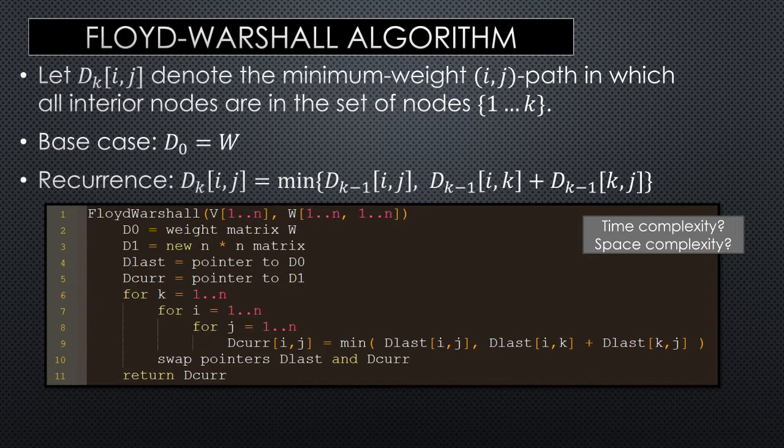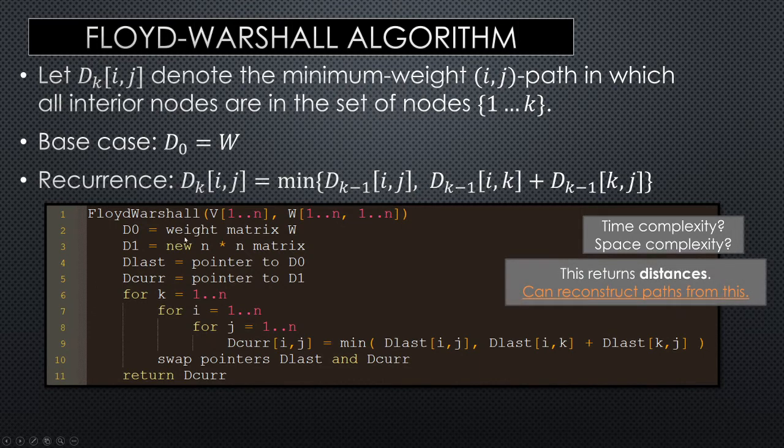Okay, so the time complexity is n cubed because we have these three loops, and we're doing constant work in the innermost loop. And for this first step, if we're allocating two matrices, it takes n by n squared time to allocate and zero those out. Then assigning these pointers, swapping pointers, that's all constant time. So it's n cubed time, and it's n squared space because we have two arrays of size n squared.